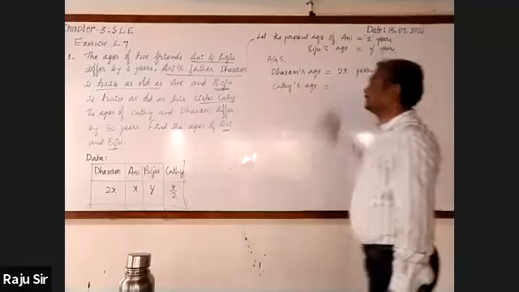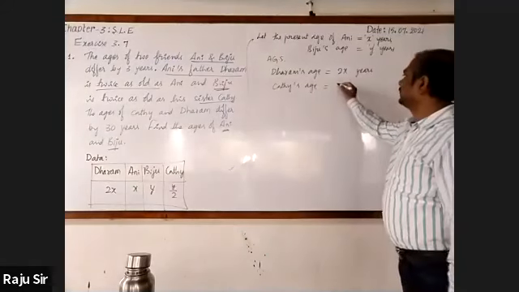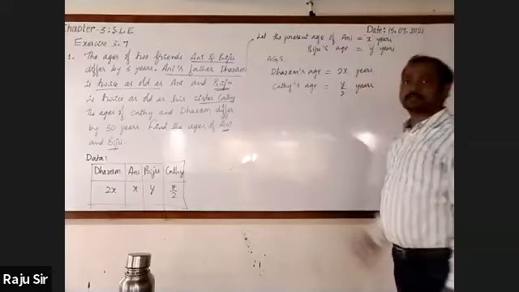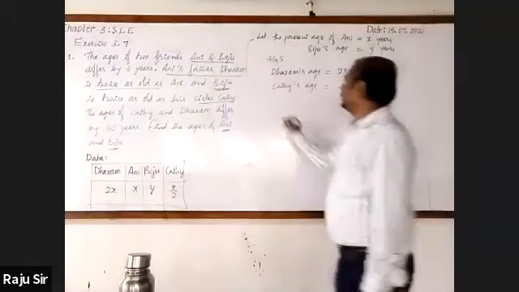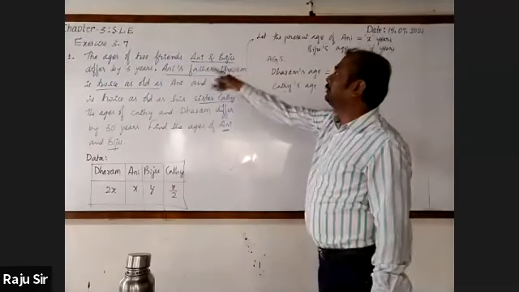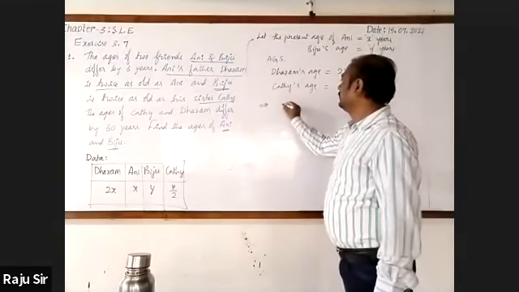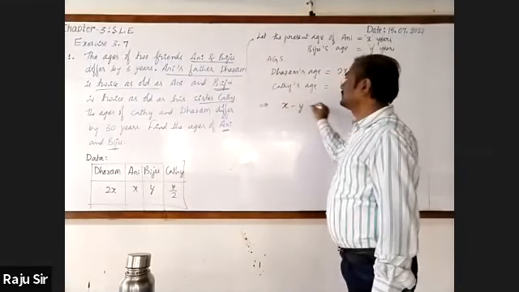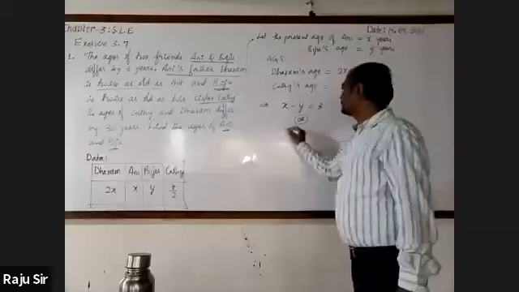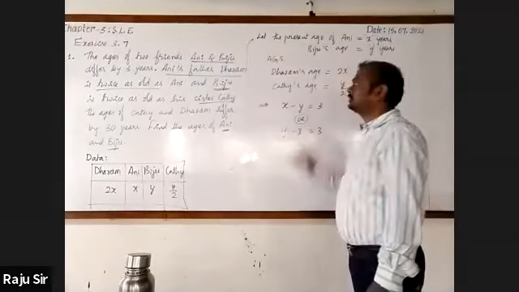Kathy's age is Y by 2 years. And in the statement, it has been given that Ani and Biju differ by 3 years. So we can write X minus Y is equal to 3.